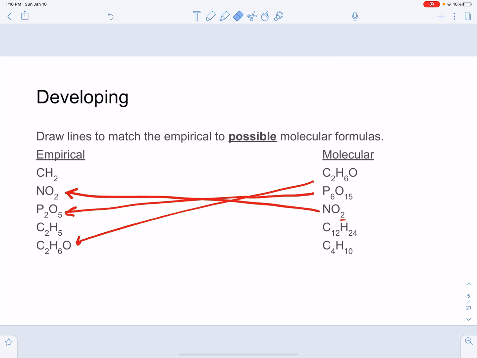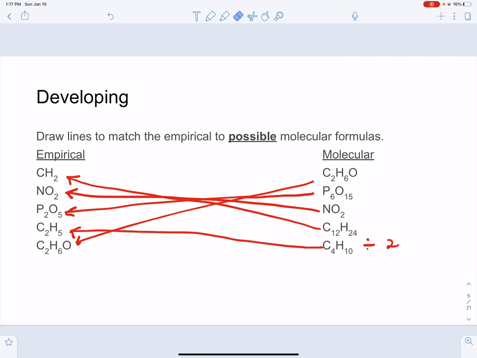In my next one, I have C12H24. So it looks like I will be able to reduce these down by a factor of 12. So if I divide both of these by 12, that will give me my lowest ratio of C1H2, which is my top choice up here. And then on my last one, I have C4H10. If I can reduce my 4 and my 10 to lower values, then I'll have an empirical formula that looks different from our molecular formula. So if I divide both of these by 2, I'll end up with C2H5.